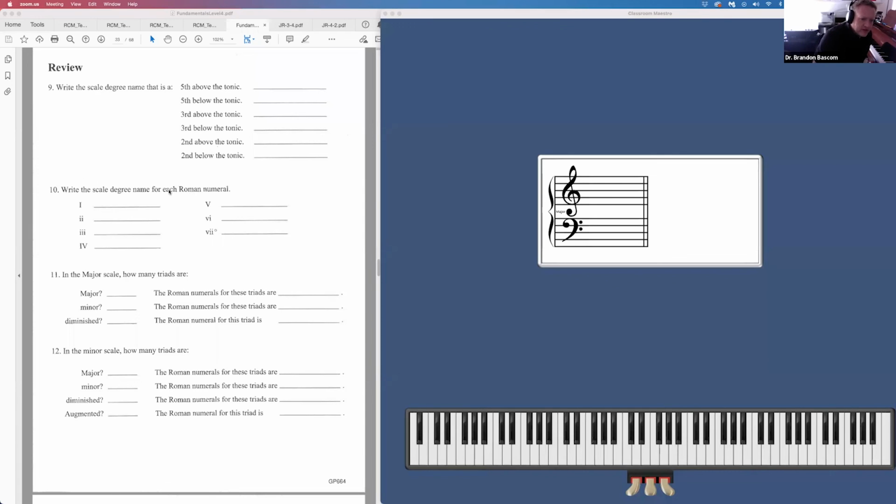Write the major scale degree for each Roman numeral. In the major scale, how many triads are major, how many are minor, how many are diminished, and what are their Roman numerals? And same for minor. So that will conclude Unit 7.